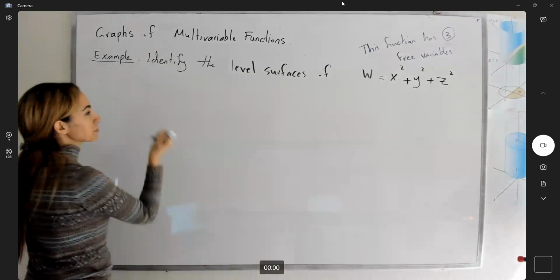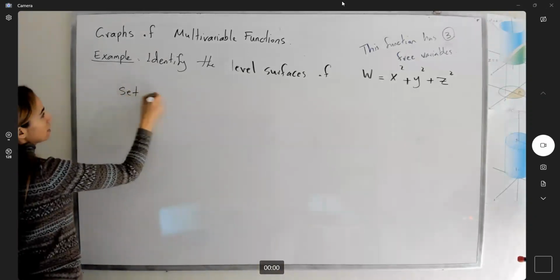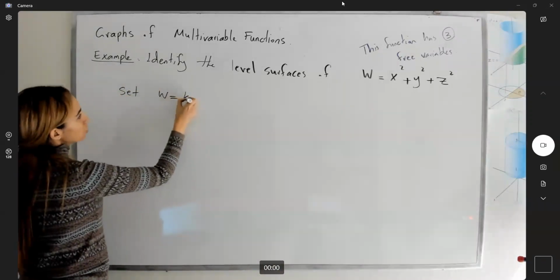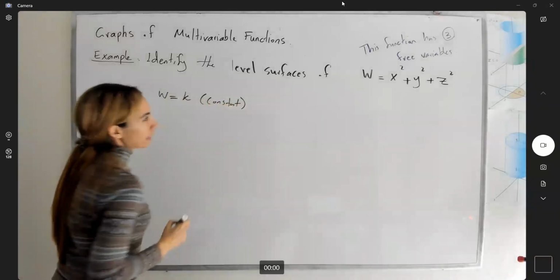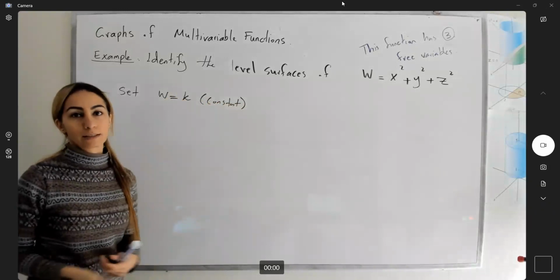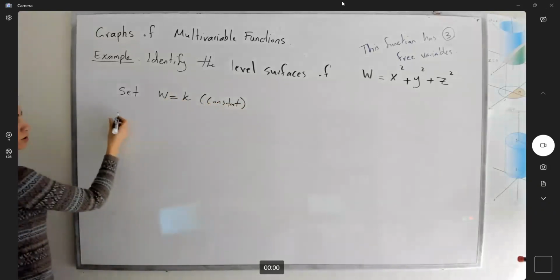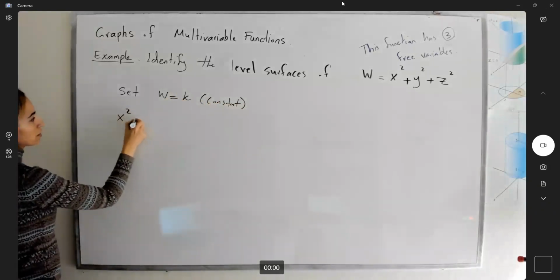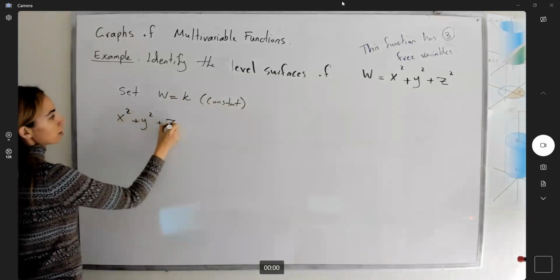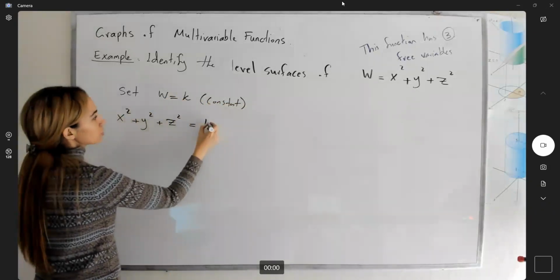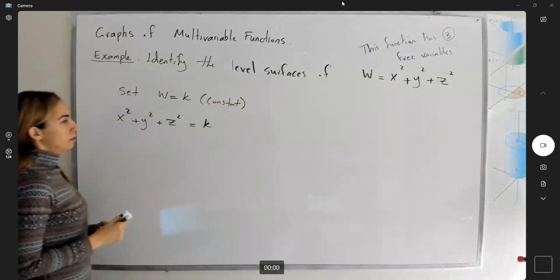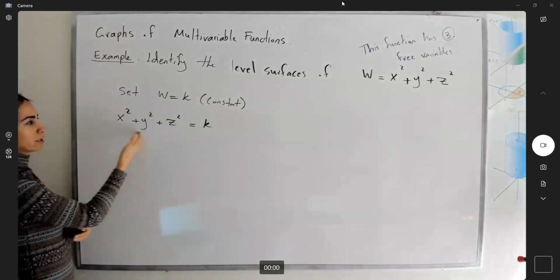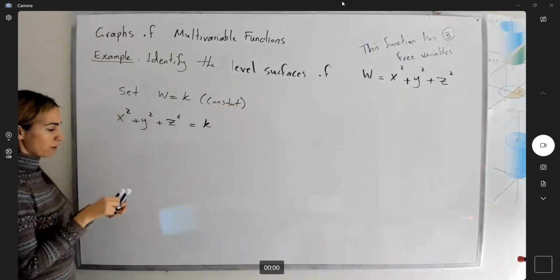So set now W equals K, where K is a constant, and see if you can recognize the behavior. Okay, here you get x squared plus y squared plus z squared equals K. It's not that difficult. We learned about spheres before.